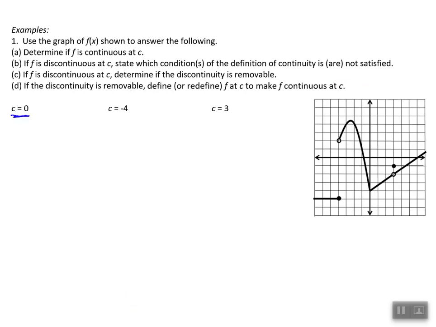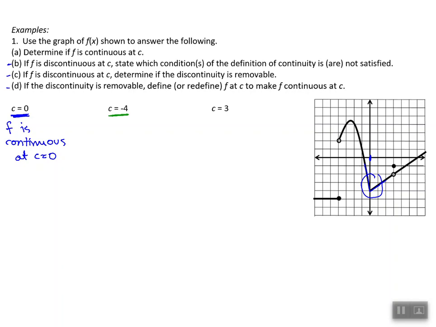We'll look first at c equals 0. Going to our graph where the x value is 0, looking in that area, I do a quick check to notice, can I draw the graph through 0 without picking up my pencil? And I absolutely can. So to answer part A, f is continuous at c equals 0, at the x value 0. So we have determined that the function is continuous, so parts B, C, and D don't pertain to this value.